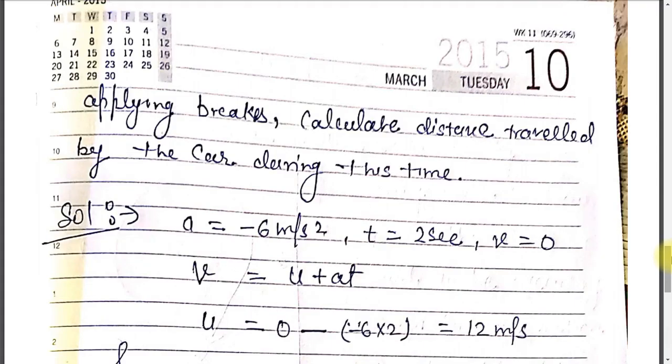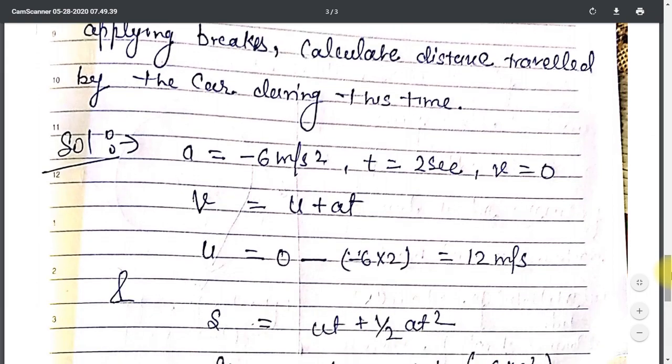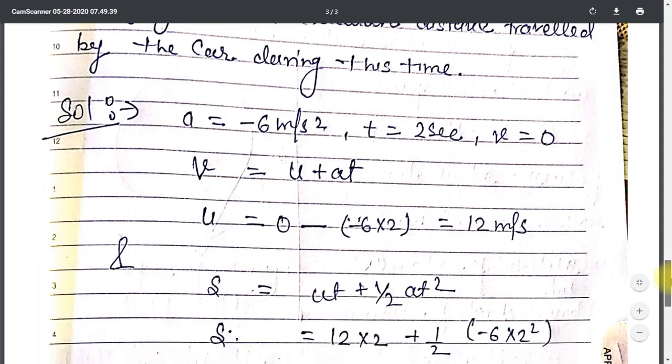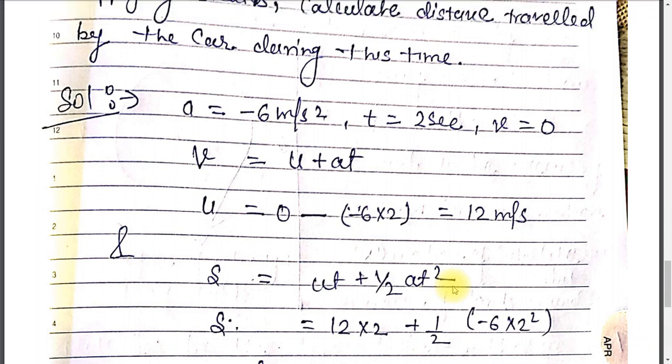So we can write down the values, t will be equal to 2 and v will be equal to 0. Then we have to calculate the distance. To calculate the distance we cannot apply the first equation of motion, so we will move to the second equation of motion. But when we see the second equation of motion, s equals ut plus half at square, to apply this equation of motion we have to know the value of the initial velocity, because the other two values are given to us.